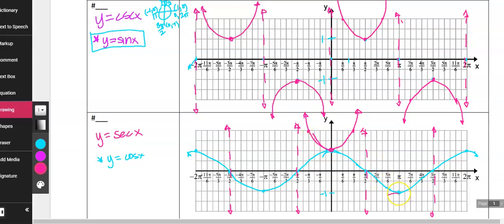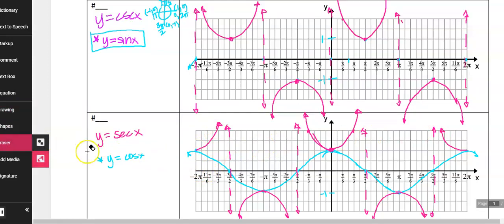All right. Same idea. So there's y equals secant x. All right, so again, we can take out our guide graph of cosine.